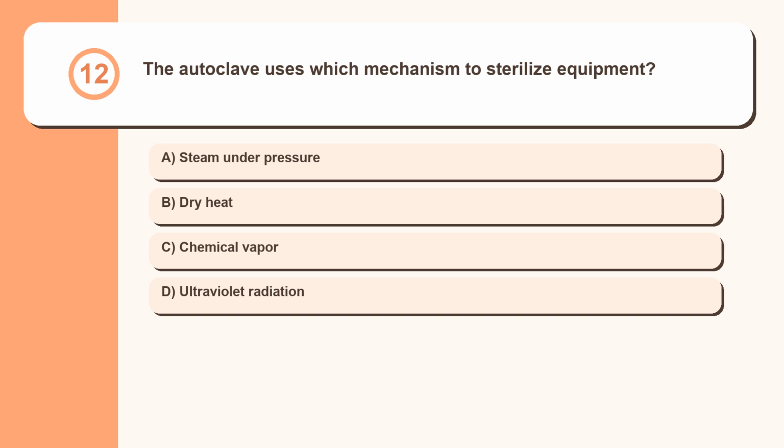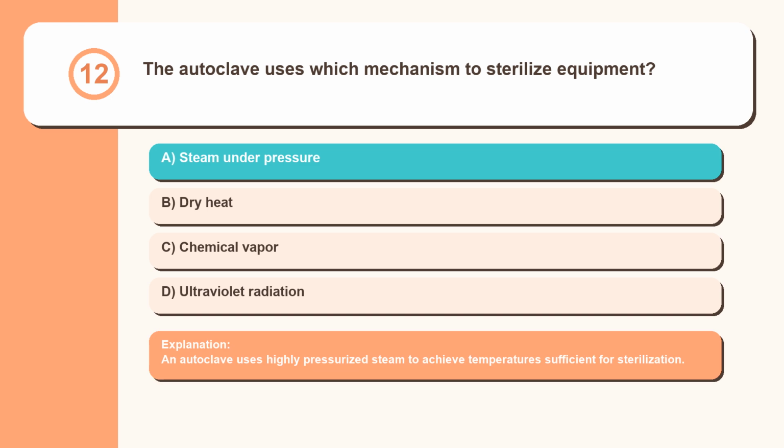Question 12. The autoclave uses which mechanism to sterilize equipment? Steam under pressure, dry heat, chemical vapor, ultraviolet radiation. An autoclave uses highly pressurized steam to achieve temperatures sufficient for sterilization.